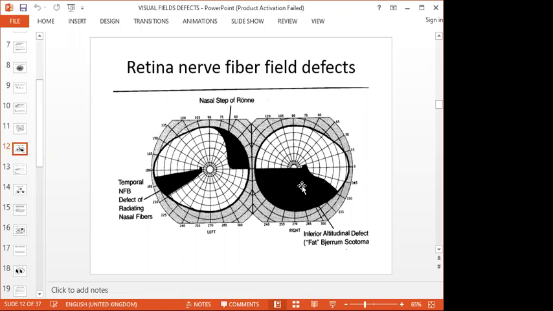If this is inferior, it means the defect is on the superior part. If it is inferior, the field, the defect is in the inferior part. If it's temporal, the defect is nasal. If it's nasal, the defect is temporal. Like that. Only central vision will always be central. For the knowledge.